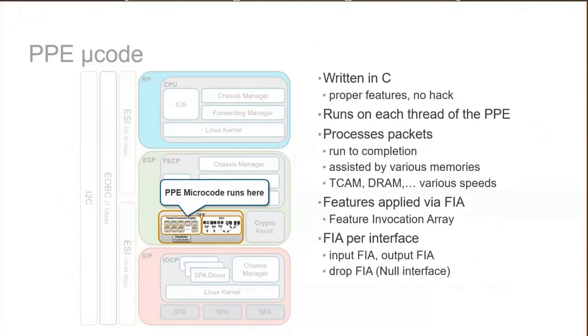It goes through all the features that have to be applied on the packet and applies the corresponding features, and then it will be sent to BQS where the packet is ready to be sent out. So the processing of the packet will be based on the feature invocation array, which is a list of features that has to be applied to the packet per interface. You can check it with the commands. We'll see the commands later. Are you clear with this PPE microcode?